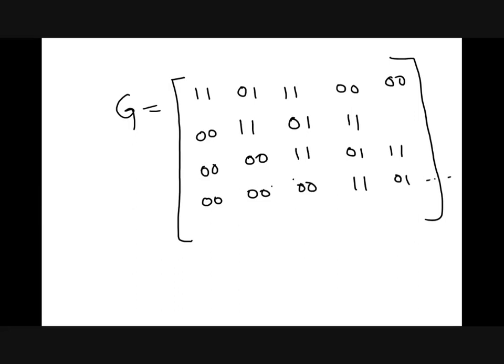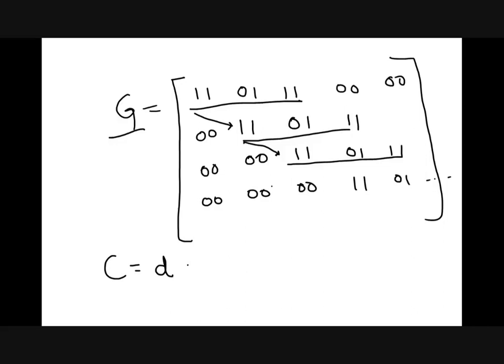So to make a generator matrix, we just have to write the impulse response. And then in every row I will be shifting it by one position. So to find the code word, you just have to multiply your data vector with the generator matrix: D into G.